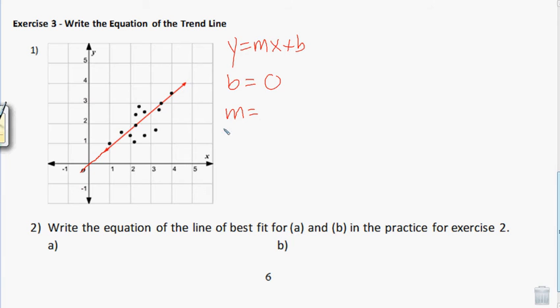M is the thing that's a little trickier to find because you can't always count rise over run. So what you do is you pick 2 points. I'm going to pick this point because it's nicely on the line. That looks like it's at 3.5, 3. I like to pick points that are on the line but not too close to each other. I wish there was a nicer point down here. I'm just going to pick this one. That looks like it's at about 2.2, 2.